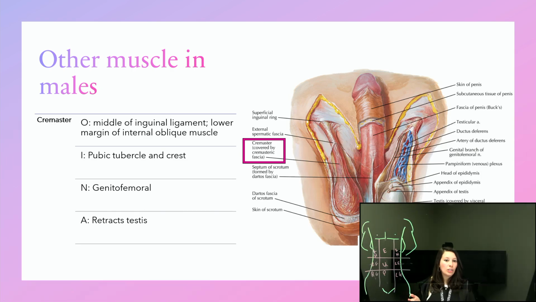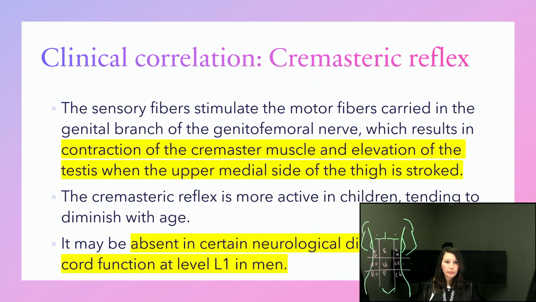And it has an insertion in the pubic tubercle and crest. And it's typically innervated by the genitofemoral nerve. When we get into the posterior abdominal wall, we are going to get into the details of the genitofemoral nerve later on this trimester.